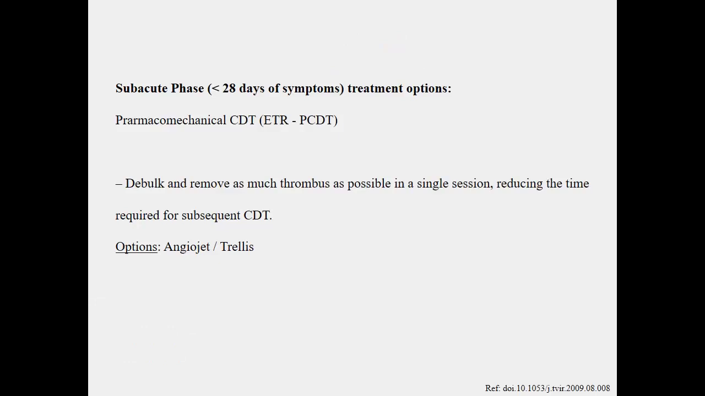However, pharmacomechanical, or the combination of pharmacological and mechanical, catheter-directed thrombolysis has extended the therapeutic window in patients with deep vein thrombosis. Now we can do this, which is called pharmacomechanical catheter-directed thrombolysis, up to 28 days of symptoms of deep vein thrombosis, where we do the debulking of the clot in the first attempt and remove as much thrombus as possible in a single session, followed by catheter-directed thrombolysis to clear the residual clot burden.